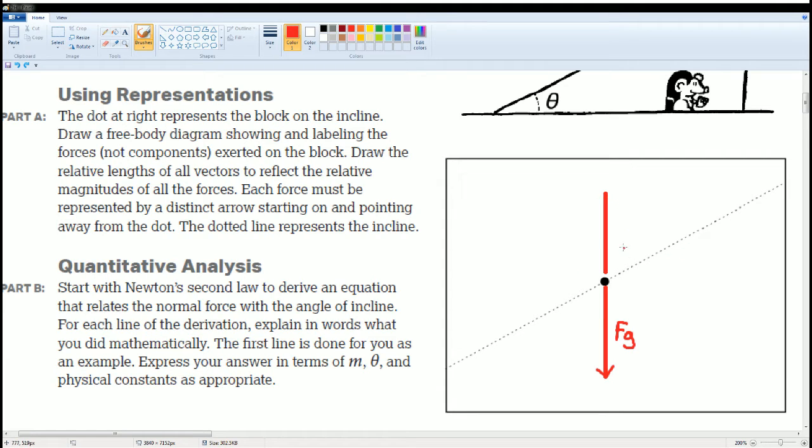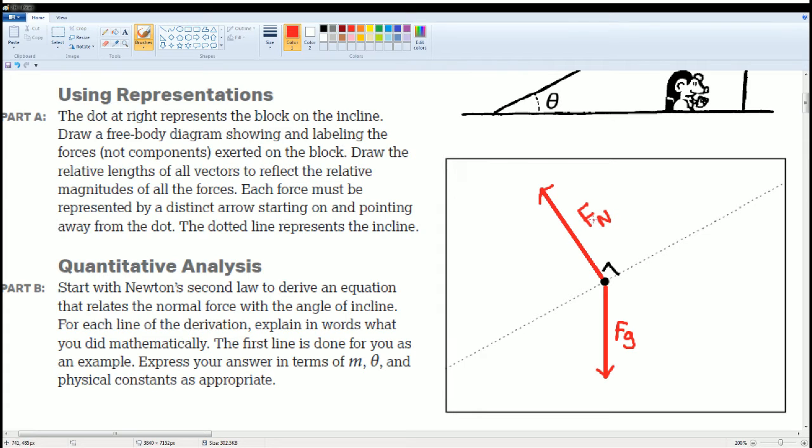So if the surface of the ramp is going down this way, the force normal would be pointing out of it because it has to be perpendicular. Okay, let me show you. It has to be perpendicular. This is what I am referring to. Okay, the force normal here is perpendicular to the ramp.